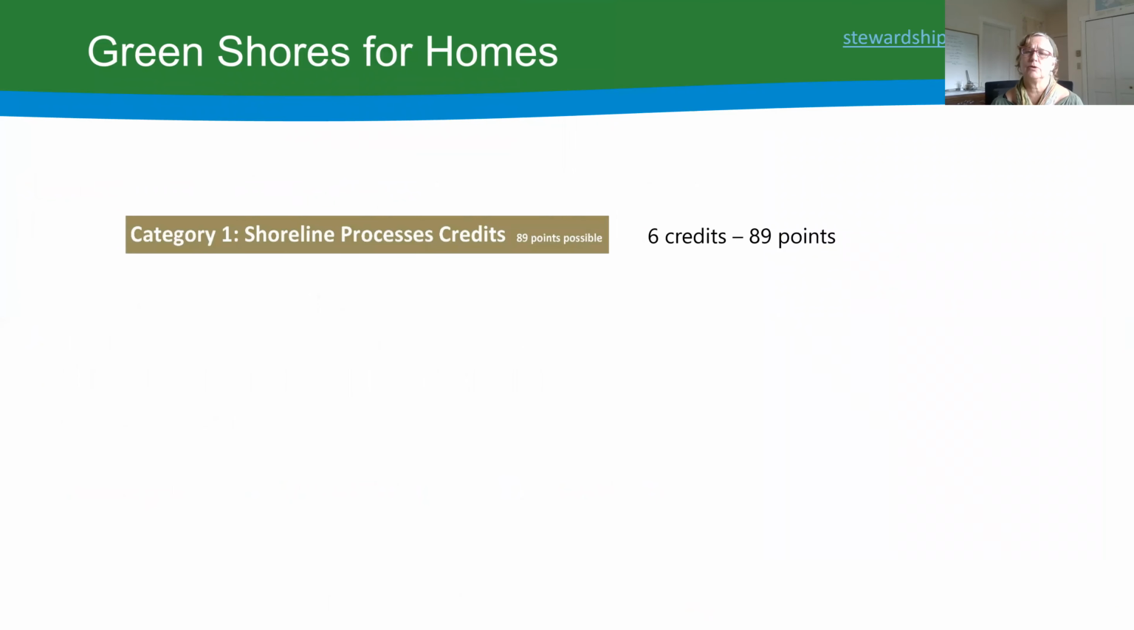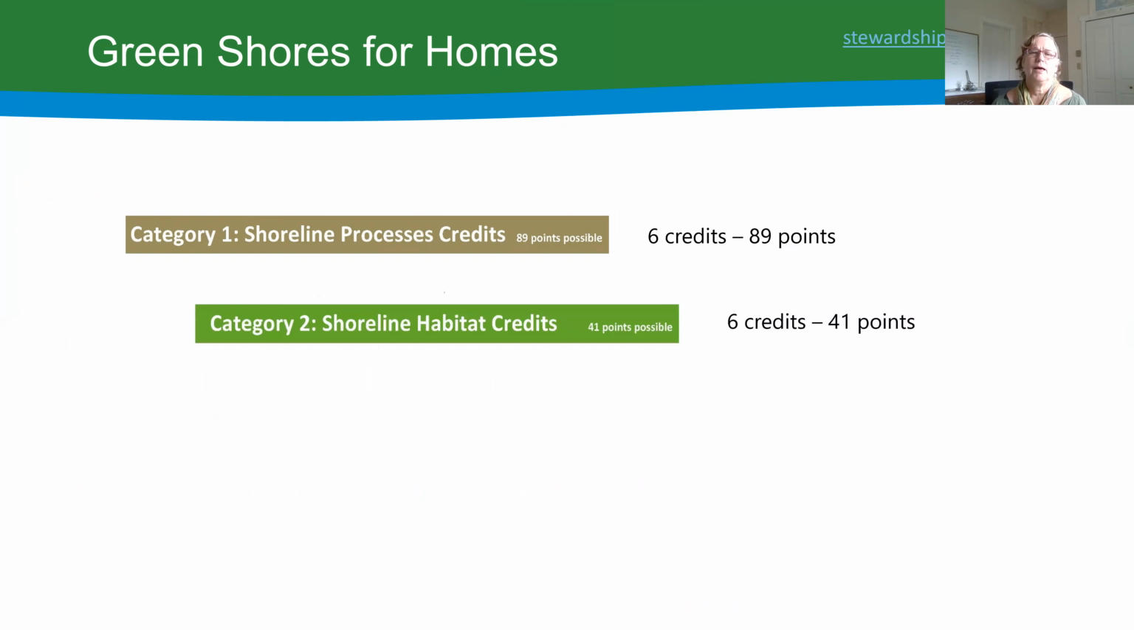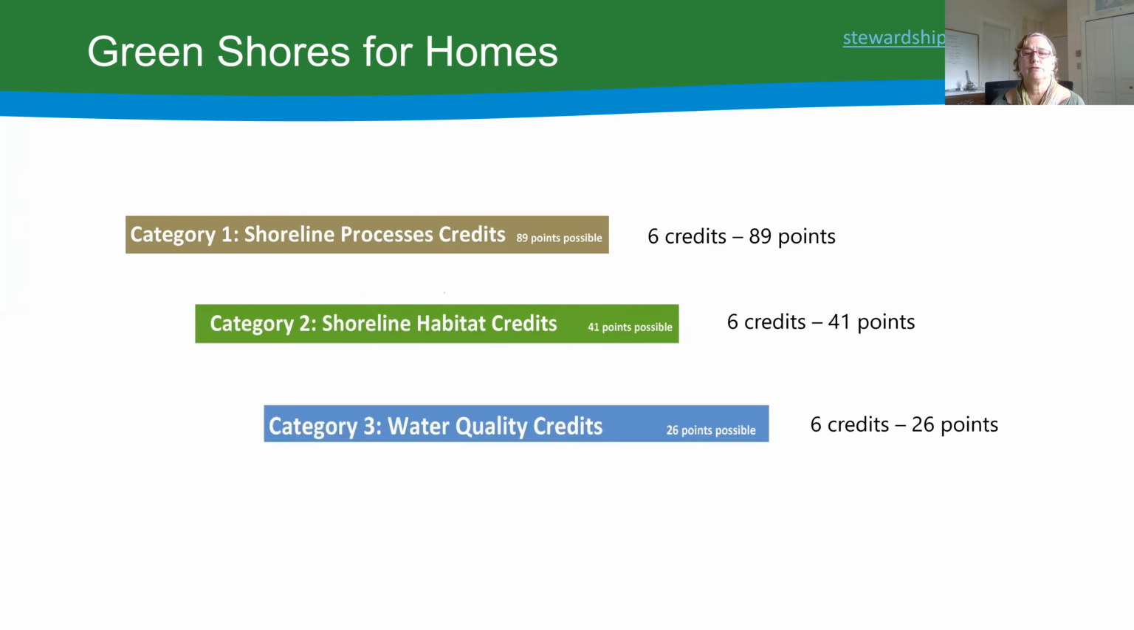So let's dive into Green Shores for Homes a little bit more so you can get a sense of what these credits look like. Category 1 are shoreline process credits, and that obviously relates to that first guiding principle that we want to preserve or restore the shoreline physical processes. There's 6 credits that can be applied. Category 2 is shoreline habitat credits, relates to the principle that we want to maintain or enhance habitat function and diversity. Again, 6 credits.